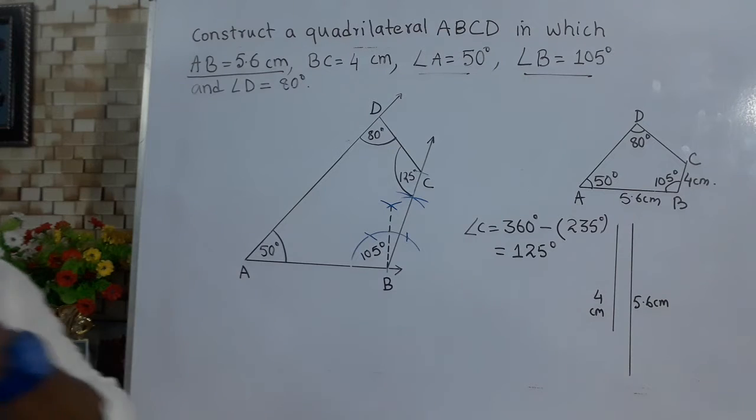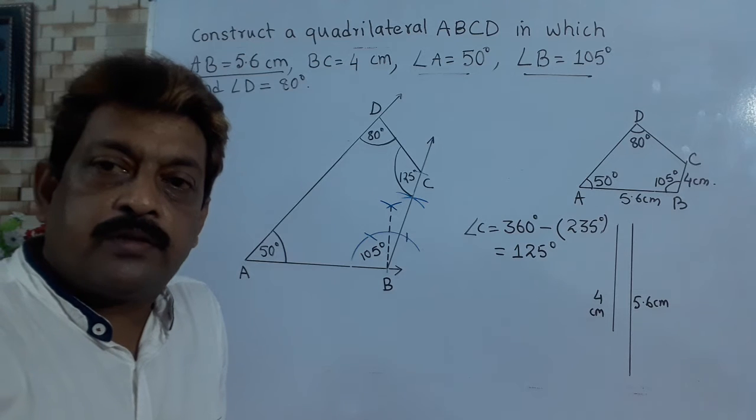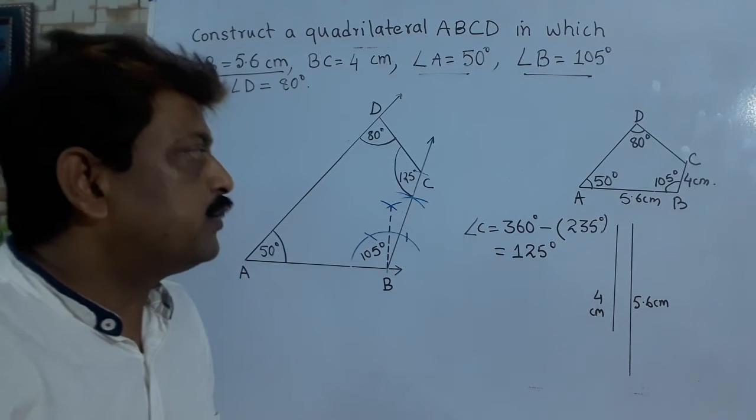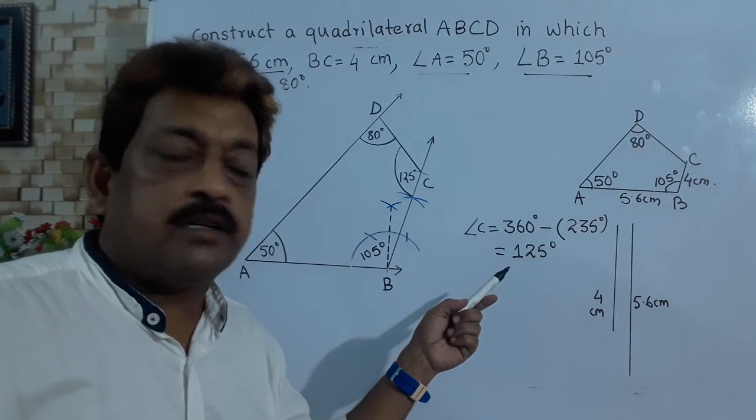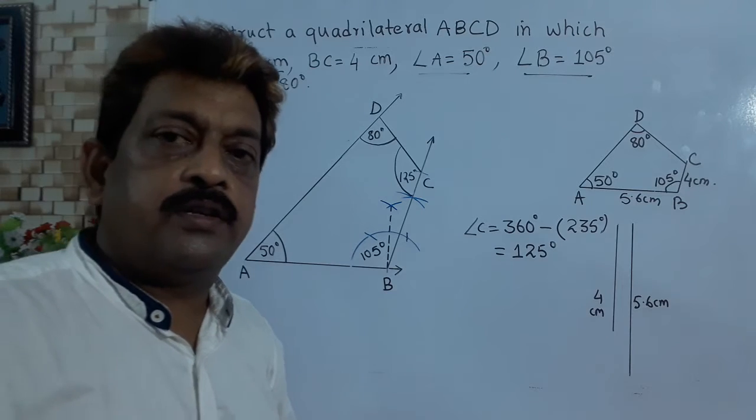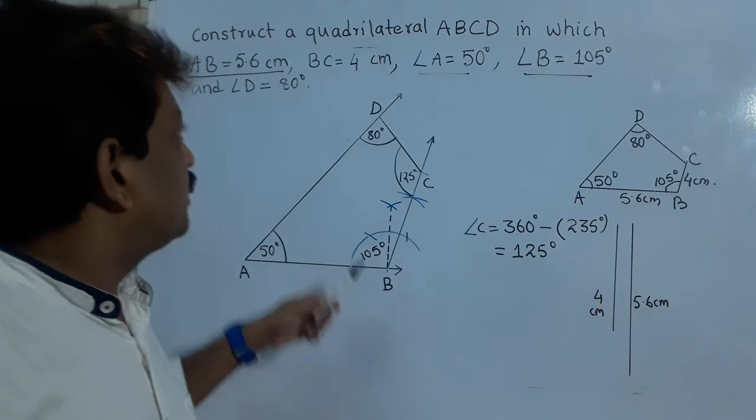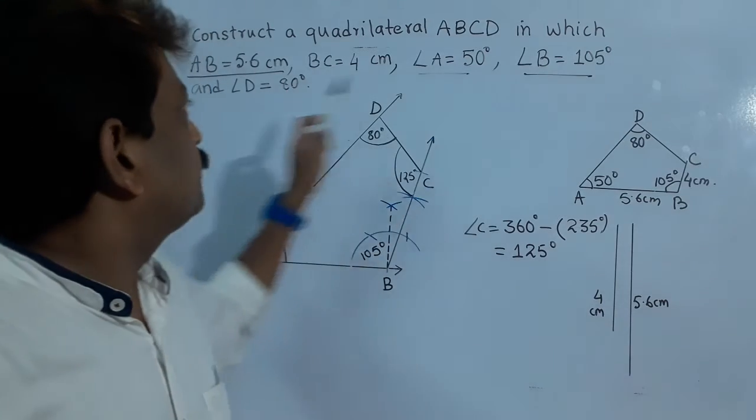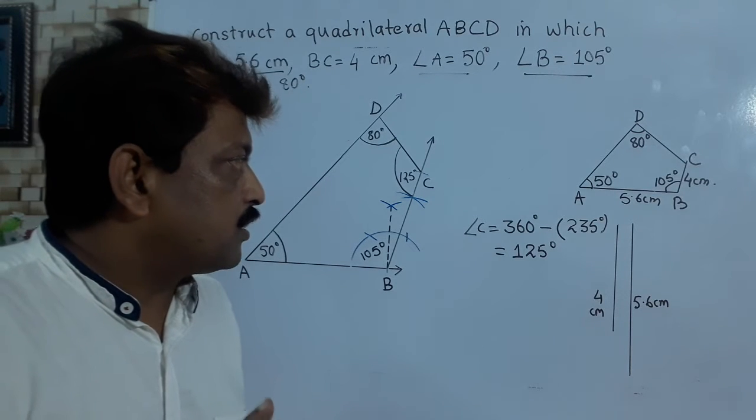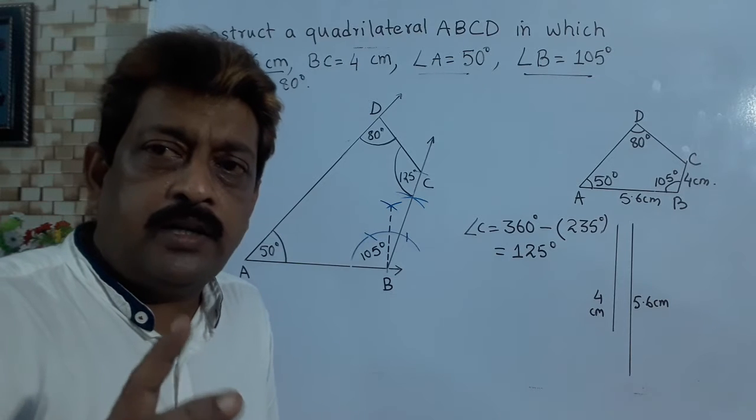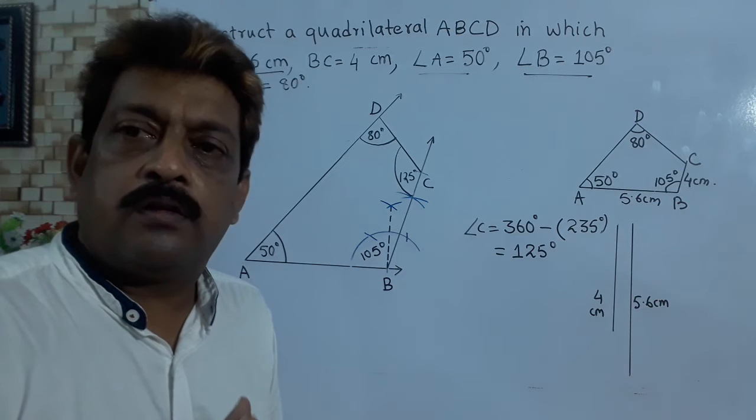Okay. So this was a little bit critical sum, but still we can do it. It is not impossible task. We can do it by applying our knowledge that the sum of all angles of a quadrilateral is 360 degrees. Okay. So this is the way to construct a quadrilateral when two sides and three angles of the quadrilateral are given. Okay. So let me construct one more quadrilateral where two sides, two angles and one diagonal is given.